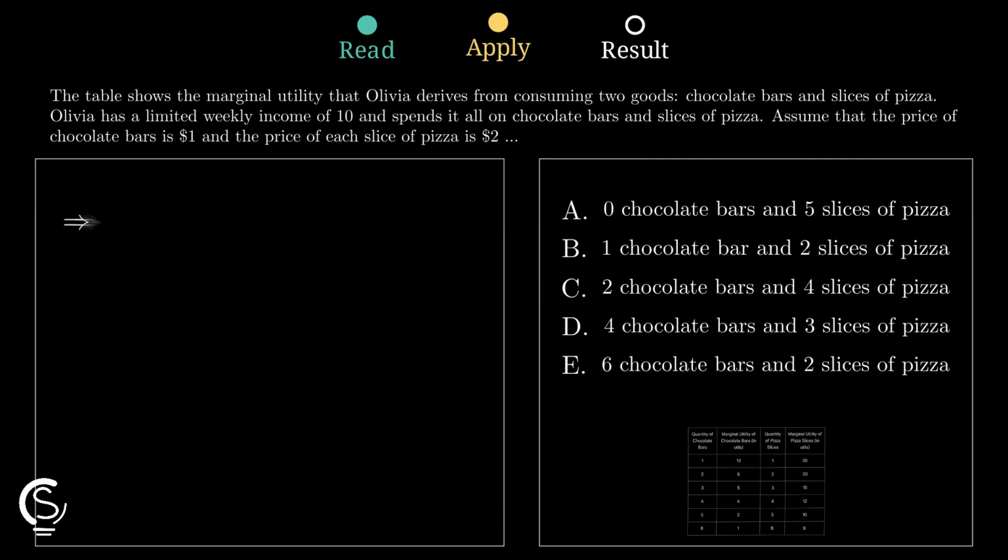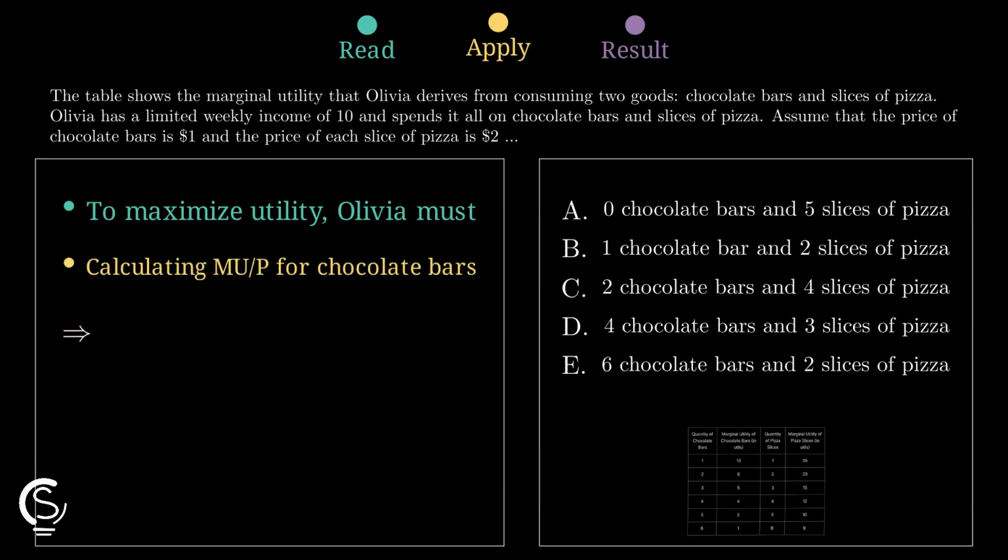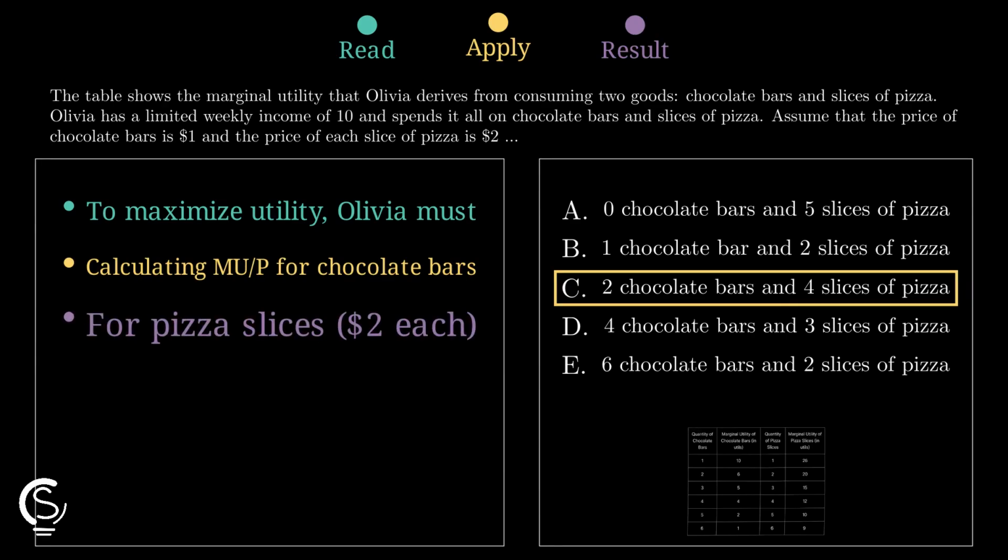For chocolate bars, each bar costs $1, so the marginal utility per dollar is just each chocolate marginal utility number itself, which makes those comparisons quick and clean. For pizza slices, divide each marginal utility by 2 because each slice costs $2. Then choose the affordable bundle that best matches, giving option F.